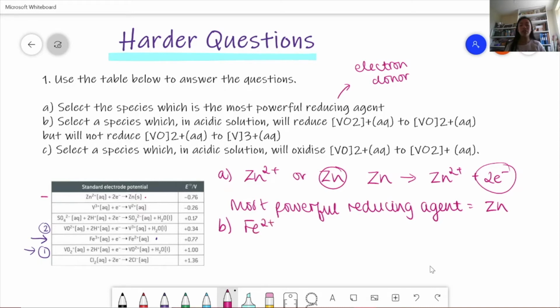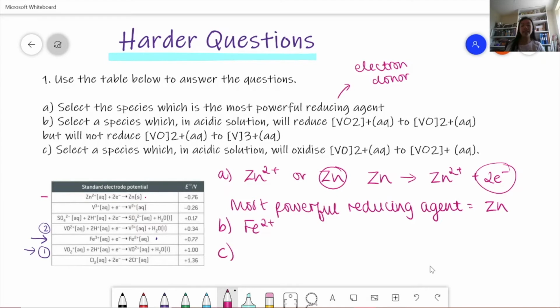We can always check this with the other equation as well. So with the other equation, what's happening is that it's being oxidized because it's not being reduced. So the reverse of equation 2 is happening because it's giving away its electrons. And so that means that the Fe3+ is accepting the electrons. So the species that will not reduce the V2+ to V3+ is still the Fe2+. So that is our answer.